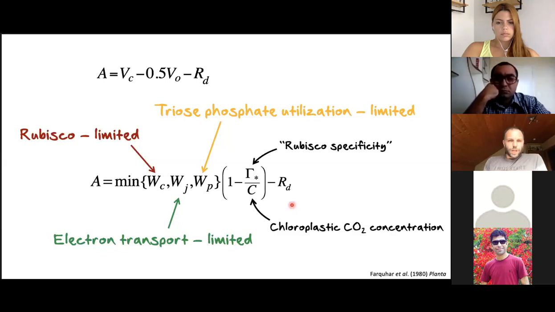So photorespiration, the part here, this gamma star parameter, this is where the specificity of Rubisco for CO2 goes in. That parameter describes how well Rubisco can distinguish between CO2 and oxygen. And then down here, C, that's the chloroplastic CO2 concentration. So this tells how much CO2 is actually inside the chloroplast where Rubisco is.